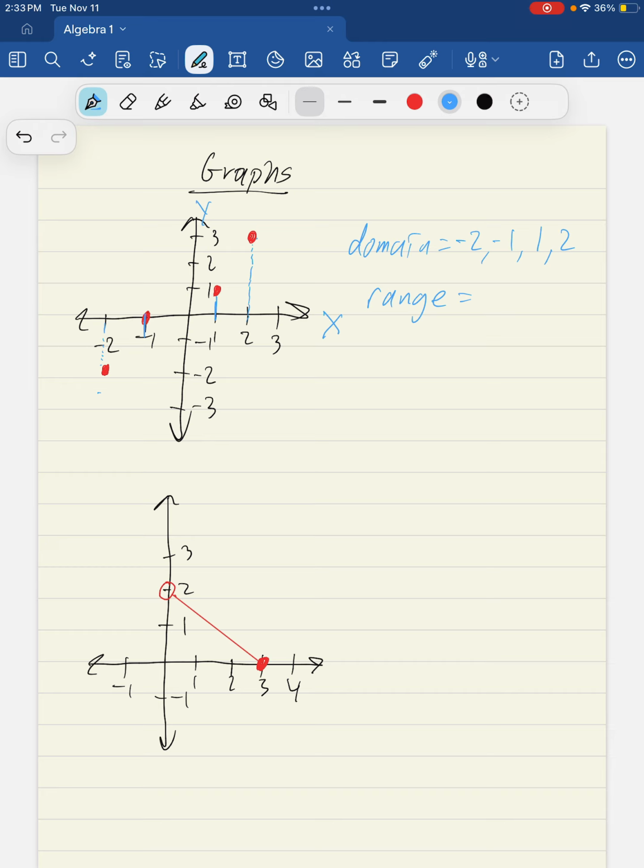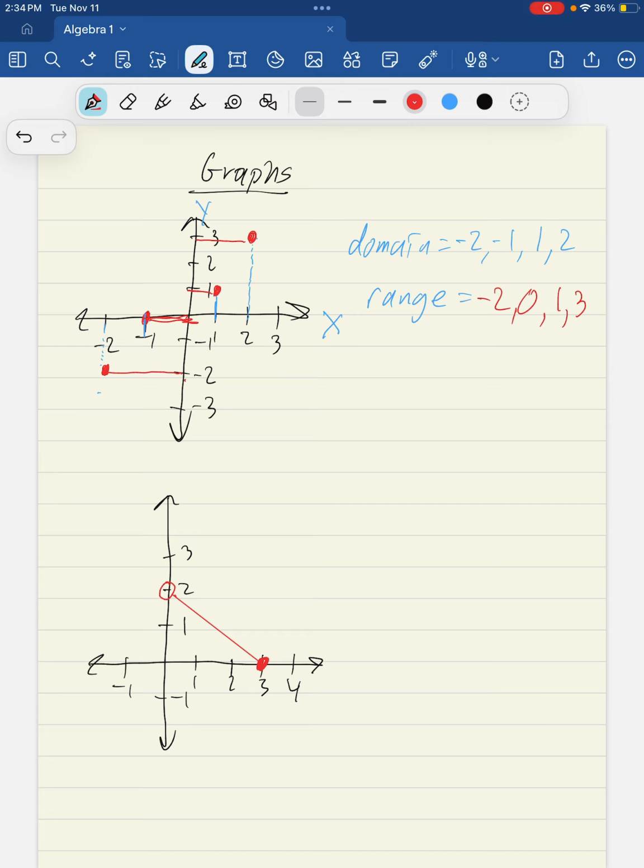With range, you do the same thing, but I'll change colors, you're going to go across and hit the y-axis. So how high up are these guys? Wherever they hit on the y-axis, if you go straight across, those are the range values. And we usually list from lowest to highest, at least I do with the graph. So I've got a -2. This guy here would hit at 0, and then a 1, and a 3. And there's your range.